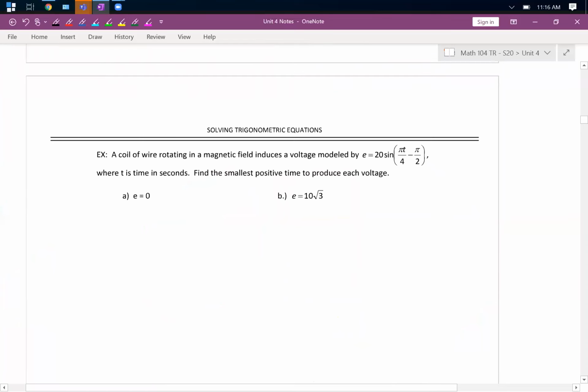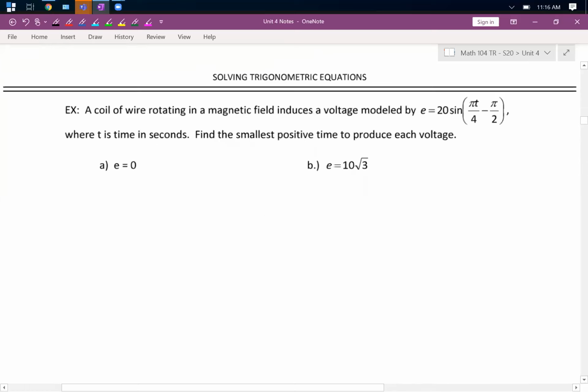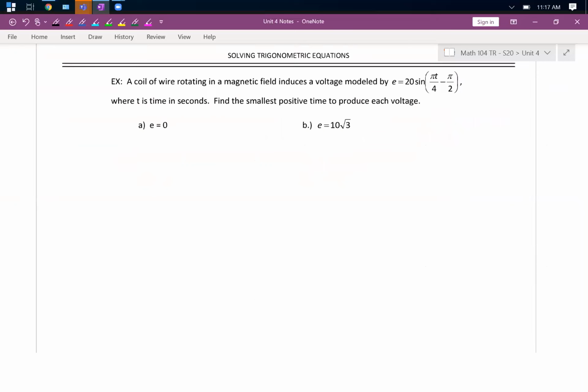All right, next up is an application problem here. A coil of wire rotating in a magnetic field induces a voltage modeled by E equals 20 times sine of pi t over 4 minus pi over 2, where t is time in seconds. We want to find the smallest positive time to produce each voltage. Part A, E is equal to 0, and in part B, E is going to be equal to 10 square root of 3. So basically, we got two little problems to do here.